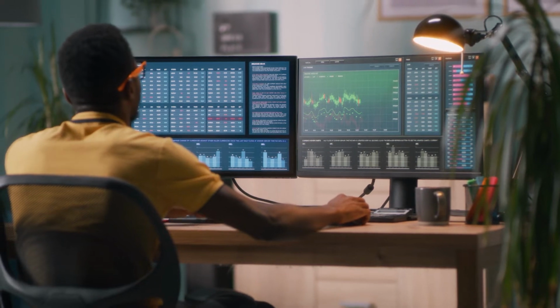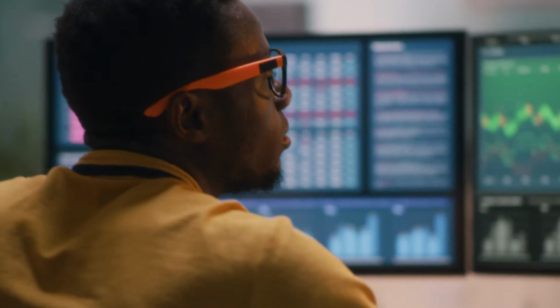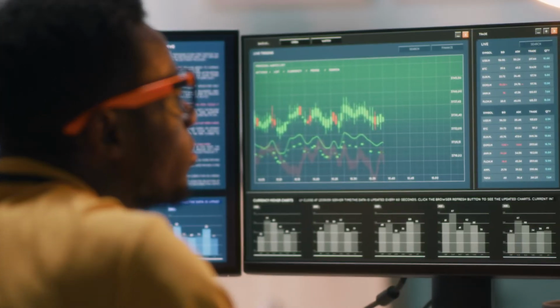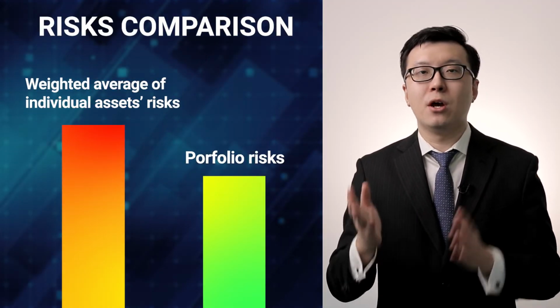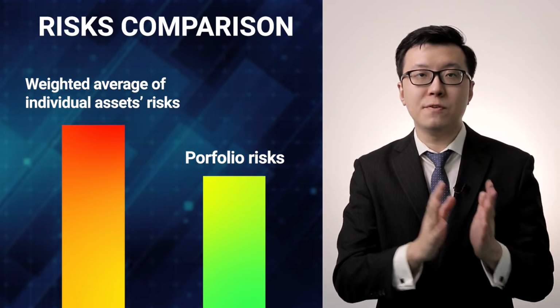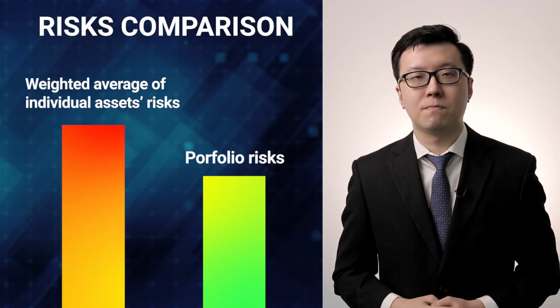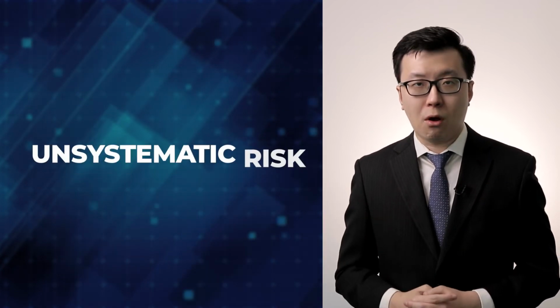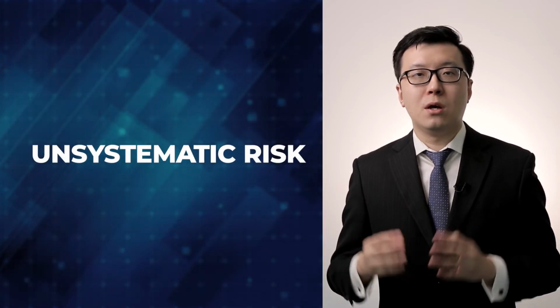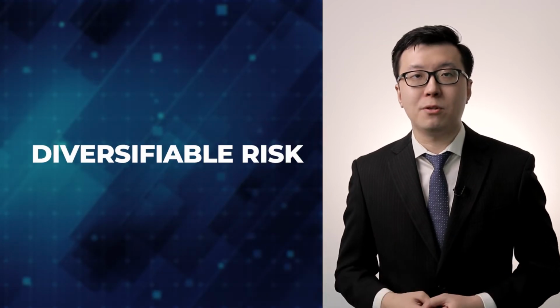Modern portfolio theory states that when an investor diversifies across assets that are less than perfectly correlated, the portfolio risk is less than the weighted average of the risk of the individual securities in the portfolio. The risk that is eliminated by diversification is called unsystematic risk, also known as diversifiable risk.